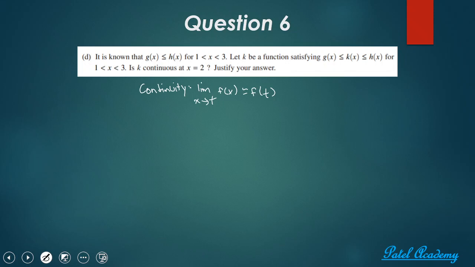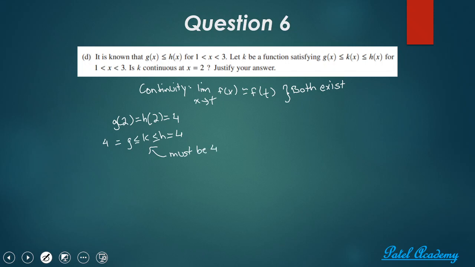But this implies also that both things exist. Right? So we have the function existing and we have the limit existing. Now in this case, let's first talk about the function. That's a little bit easier. We know that g at 2 is equal to h at 2, which is equal to 4. Now if g is less than or equal to k, which is less than or equal to h, but g is equal to 4 and h is equal to 4, then k must be equal to 4.